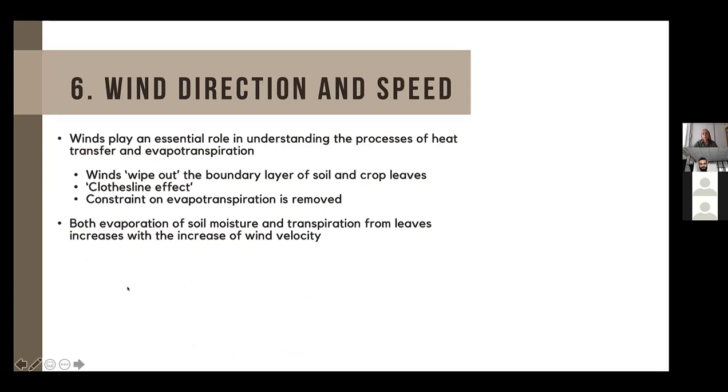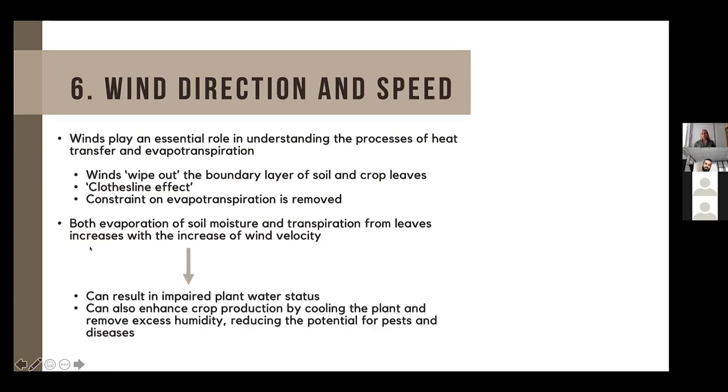Winds play an essential role in understanding the processes of heat transfer and, again, evapotranspiration, as winds wipe out the boundary layer of soil and crop leaves. So this is also called the clothesline effect. And by doing so, they remove the constraint on evapotranspiration. So this way, wind can actually enhance the evaporation of soil moisture and the transpiration from leaves. So both these processes actually increase with the increase of wind velocity.